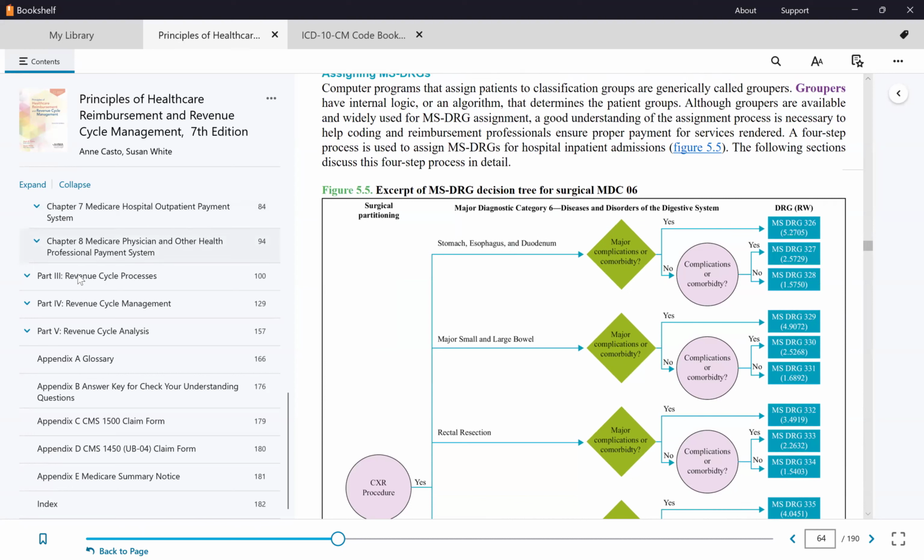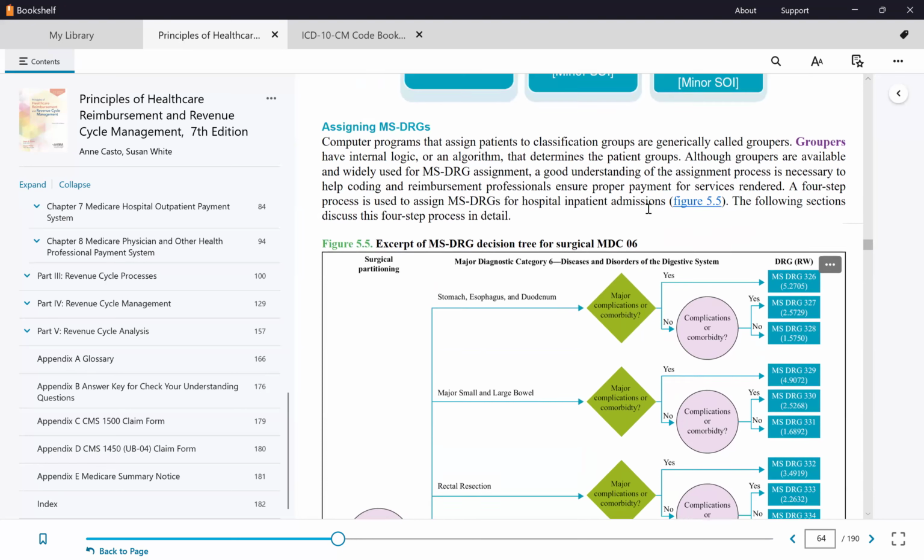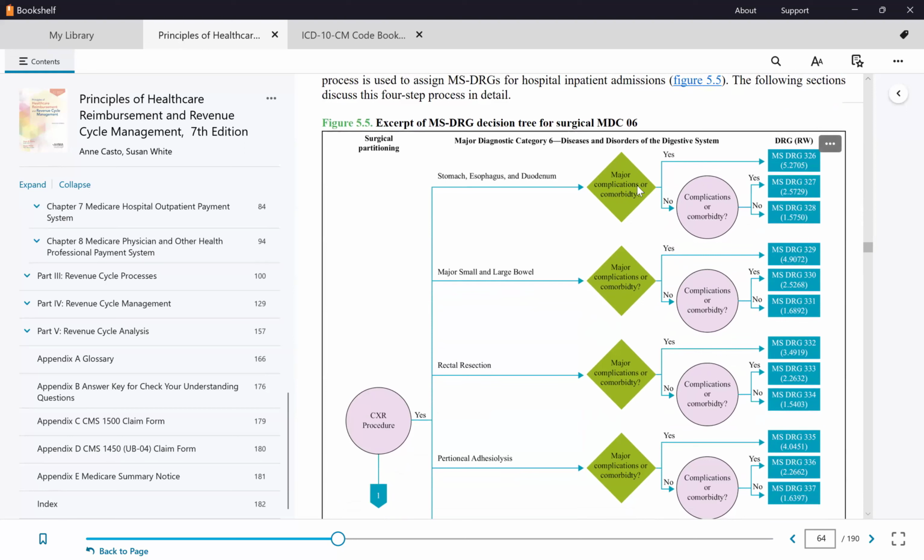This Figure 5.5 is talking about these going from left to right. So we have a procedure, right? And it falls into major diagnostic category 6, diseases and disorders of the digestive system. That's the pre-work. If there are major complications and comorbidities, this is what's going to change the relative weight. Note how it gets higher when there is, and the MSDRG number changes.